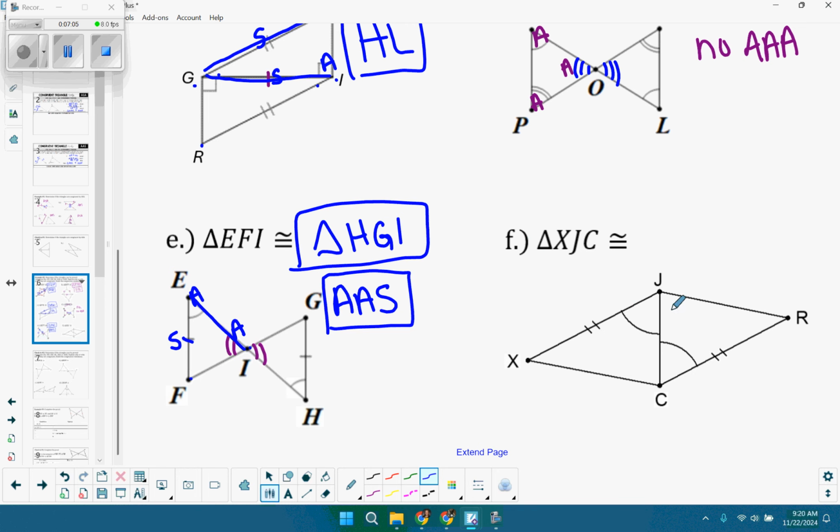And for our final one, I know I'm allowed to mark my reflexive side. So this is an S, this is an S, this is an A with the curve. Connecting the two S's together pointed to where the A was, so this could be SAS. So triangle XJC, so X was the furthest, would go to RCJ.